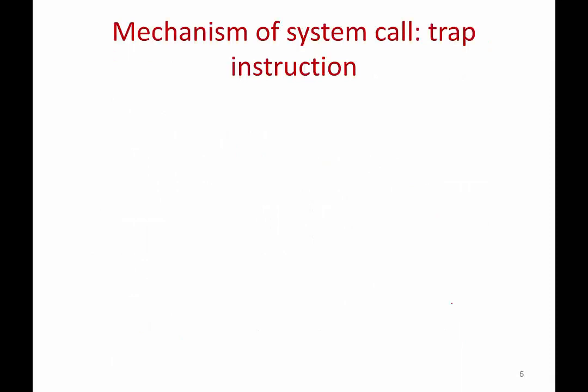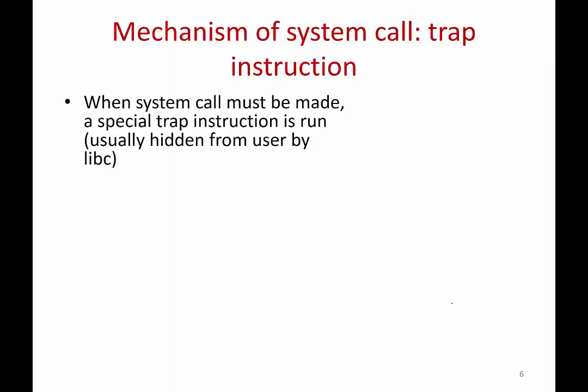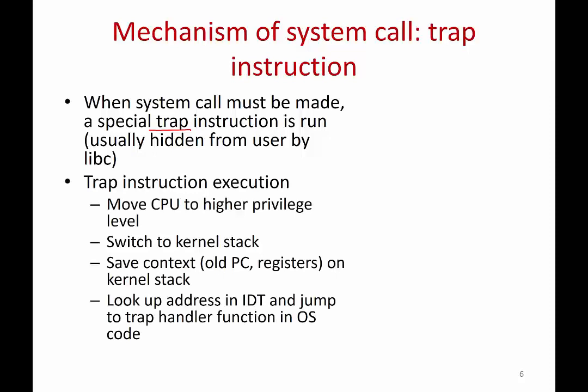Okay, so let's now dive deeper to understand the mechanism of a system call, right? When a system call is made, the compiler or the C library basically inserts a special trap instruction. When you call read, to read from the disk, the first thing that happens is a special trap instruction is run. Okay, so what does this trap instruction do?